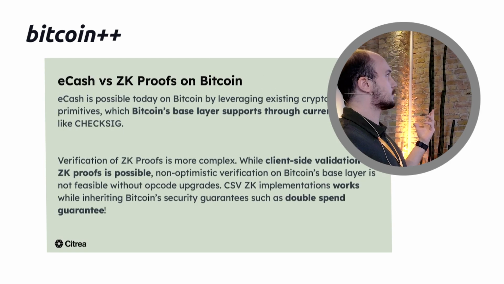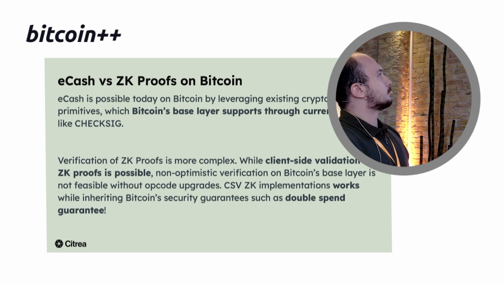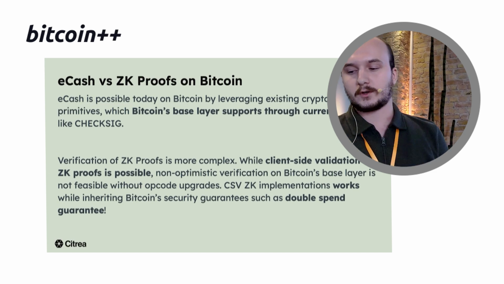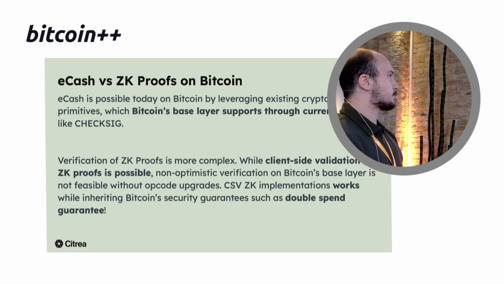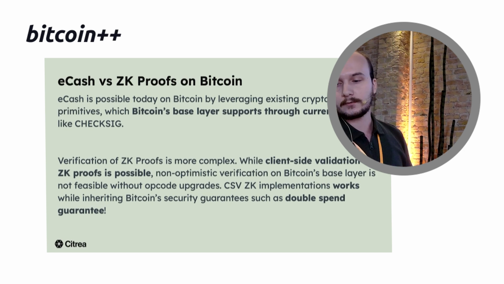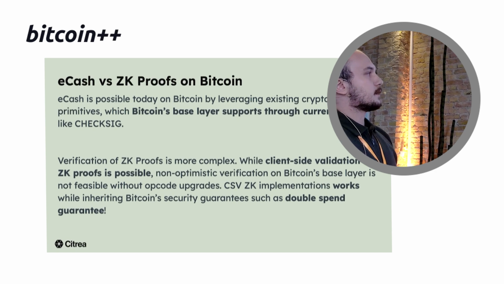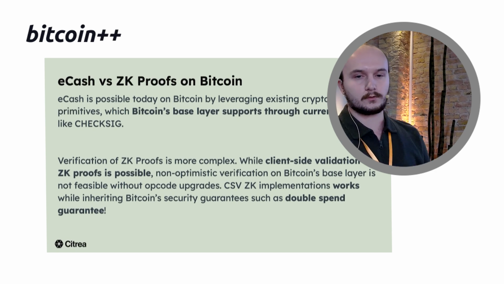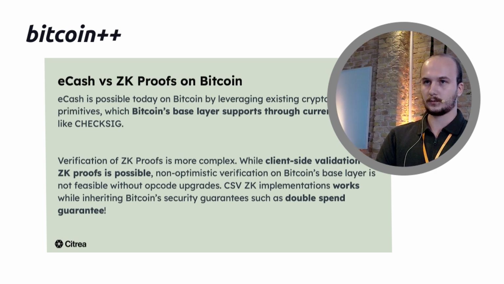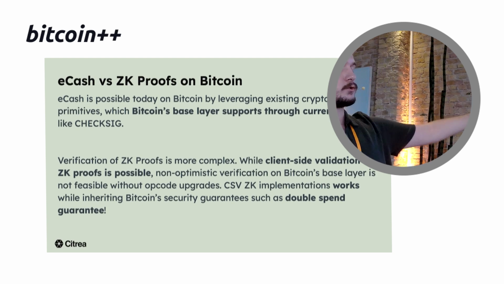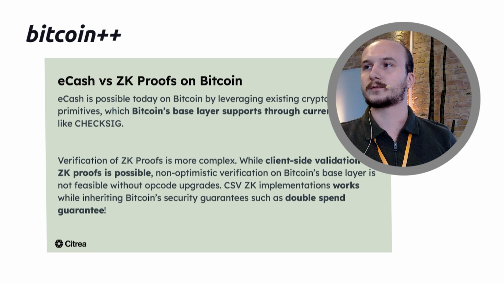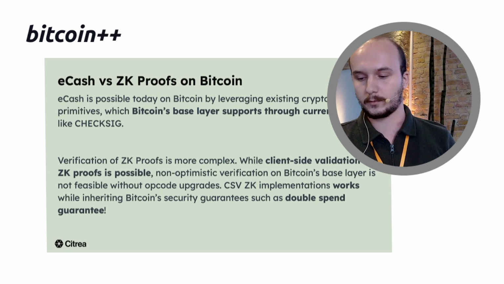So with eCash and ZK proofs on Bitcoin: eCash works on Bitcoin today because Bitcoin's base layer supports the primitives that eCash uses. But the verification of ZK proofs is much more complex than verifying a signature. Client-side validation of ZK proofs is possible, and it was always possible. If you can embed a ZK proof into Bitcoin, then you can verify on the client side and make sure that the coin didn't double spend. This doesn't solve some problems, but I will touch on that. But it's not possible to do a non-optimistic verification of a ZK proof on Bitcoin today with the current opcodes.